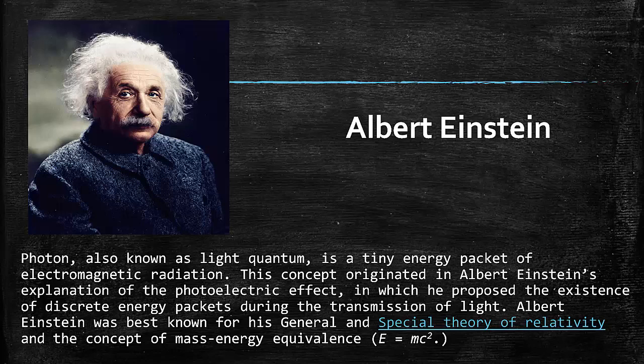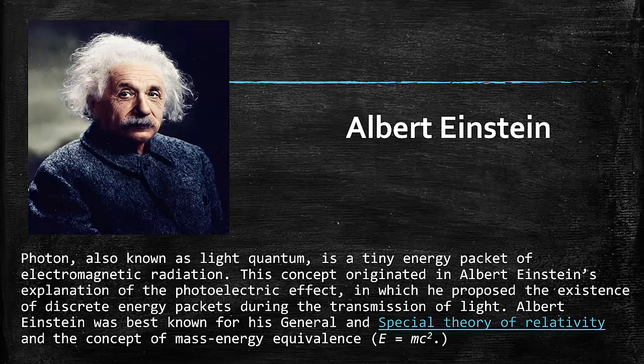This concept originated in Albert Einstein's explanation of the photoelectric effect. So it means that the photoelectric effect tells us that light is a form of energy, specifically exhibiting particle nature. He also discussed the presence of discrete energy packets during the transmission of light. Albert Einstein was very famous for his general and special theory of relativity, and the famous equation given by Albert Einstein was E equals mc squared.